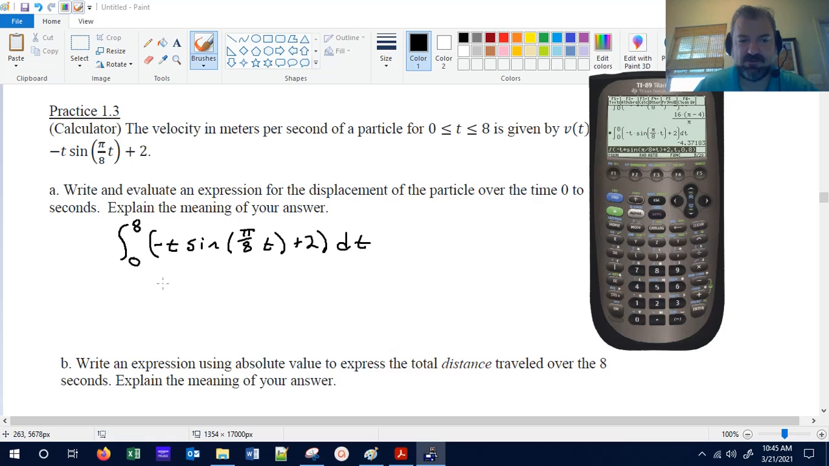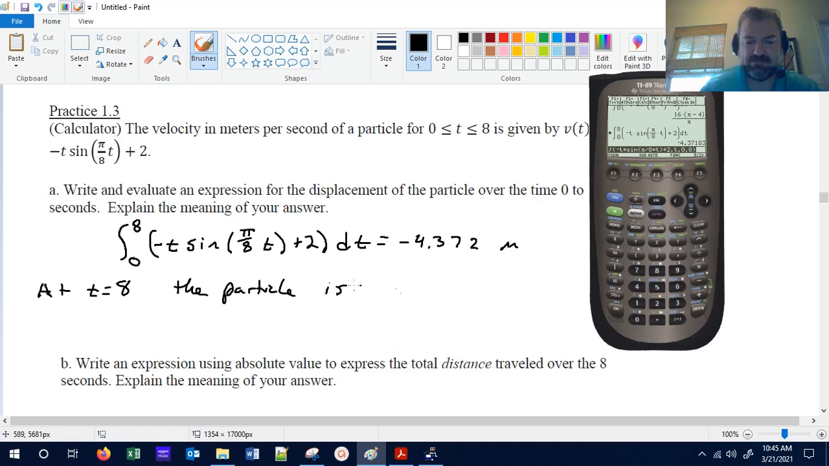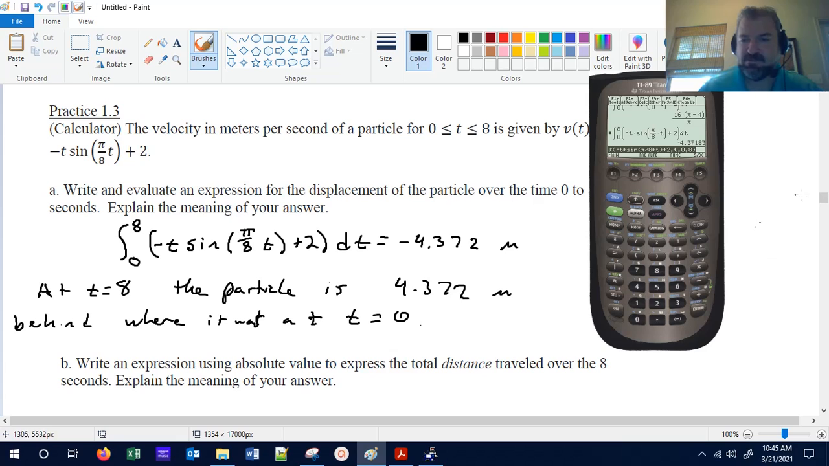I'm still thinking. Okay, so this value is negative 4.372. And what does that mean? It means the displacement is negative 4.372 meters. I'll put meters here. But I'm going to say at t equals 8, the particle is 4.372 meters behind where it was at t equals 0. It's about location. The location is negative 4.372 relative to its start.